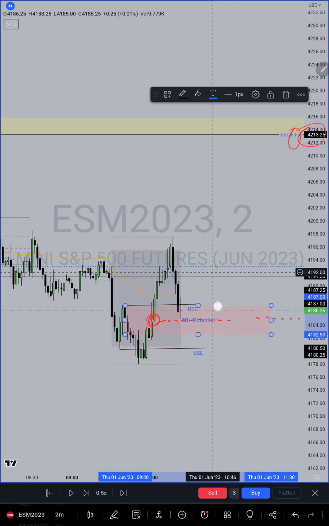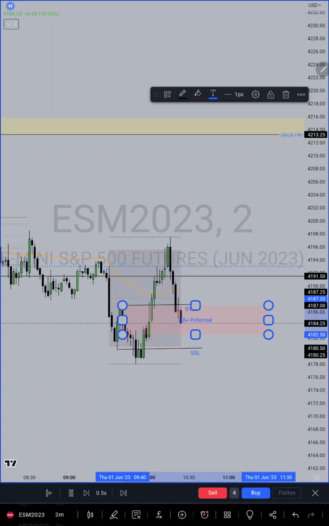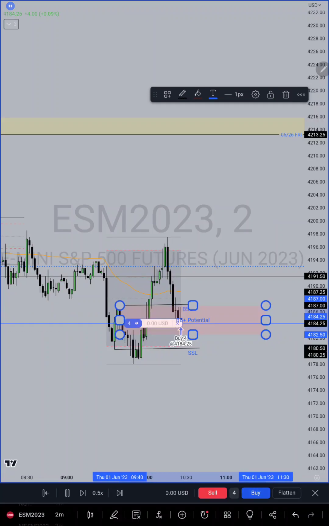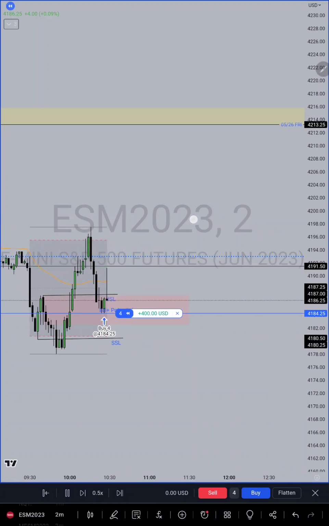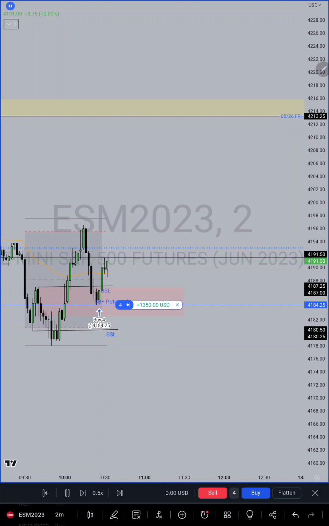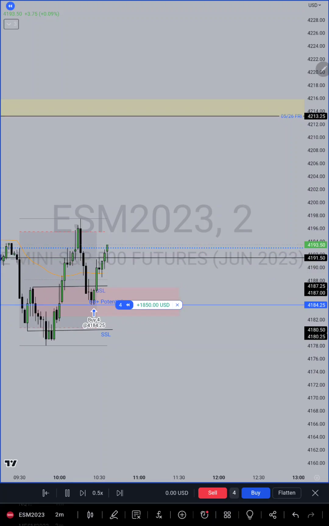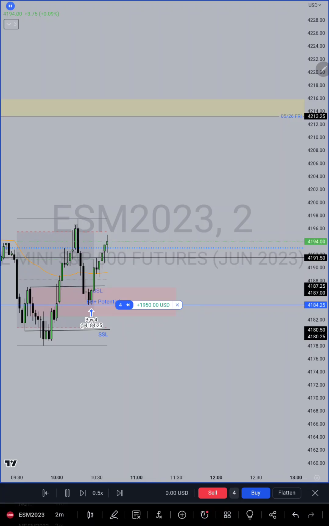So let's see how it plays out. It's enough talking. Let's just go. I'm going to set for 4 positions. See, rebalance. I left to buy there. And now it's just a matter of waiting. I already got into my position. I just wait for price to do its thing.